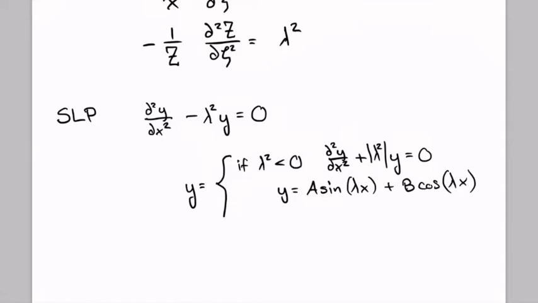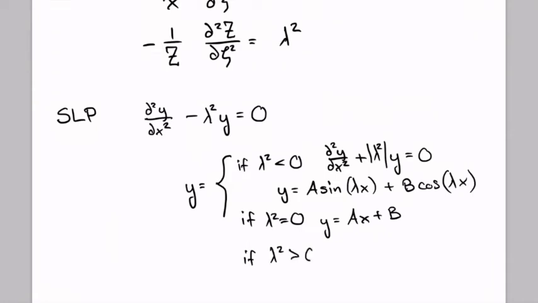We're going to need more room for various cases. So now if lambda squared is equal to 0, the solution we get is just linear. And this is not going to be the case for a two-dimensional heat transfer problem, so we can pretty much just forget about it at this point.